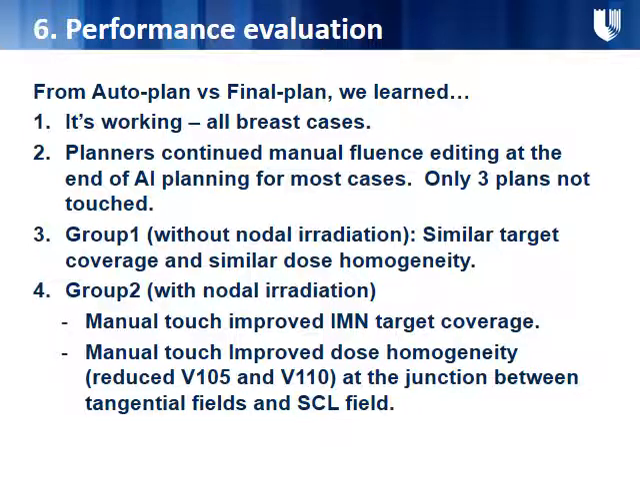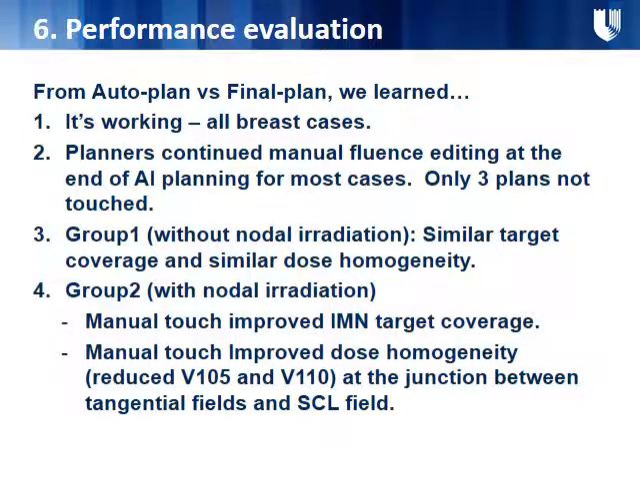Only 3 patients, or 1 or 2 patients, did not have any fluence editing done by the planner. And those manual fluence edits weren't necessary. We learned that for group 1, it was not necessary. The planner modified the fluence, but the dose distribution was not different. It didn't really improve coverage or homogeneity. The planner just updated the fluence manually because they feel comfortable that way.